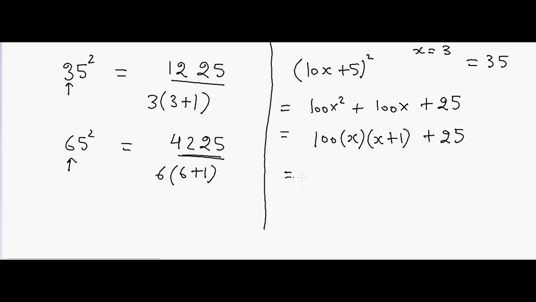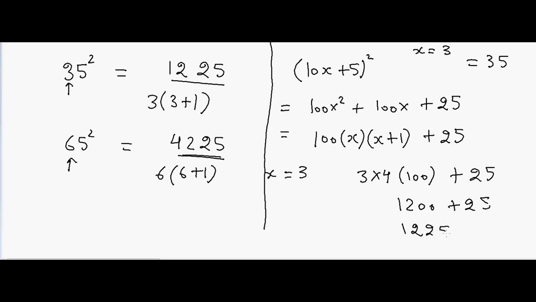So here, if x is equal to 3, we get 3 times 4 times 100 plus 25. That will give me 1200 plus 25, so we'll get 1225. So this is how this trick works. Basically we are adding 1 to the first digit, multiplying it with the first digit, multiplying by 100 and then adding 25 at the end.